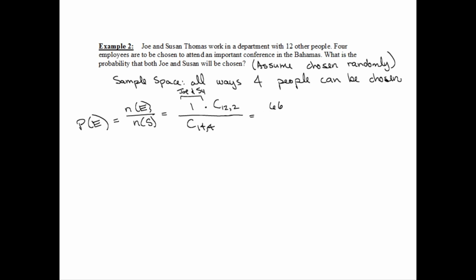And so this is 66 divided by 1001, which is approximately 0.0659. So they shouldn't count on this as their vacation together because it's not a very likely thing to happen.